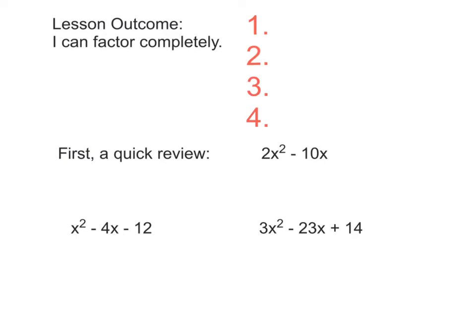The lesson outcome for this video is, I can factor completely. Now, we've talked about 4 different types of factoring. We've talked about factoring out a GCF. We've talked about factoring a quadratic expression. That means there's an x squared term in it that has the leading coefficient equal to 1.